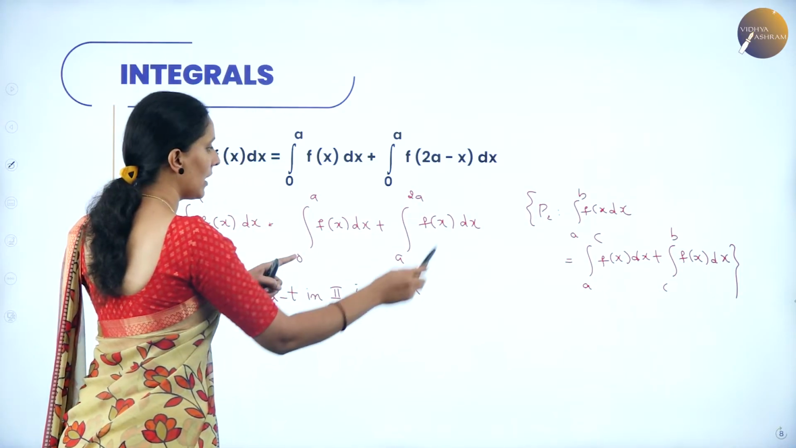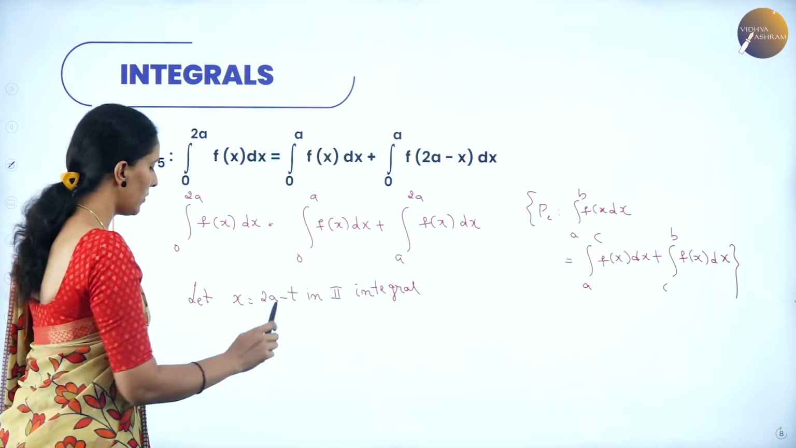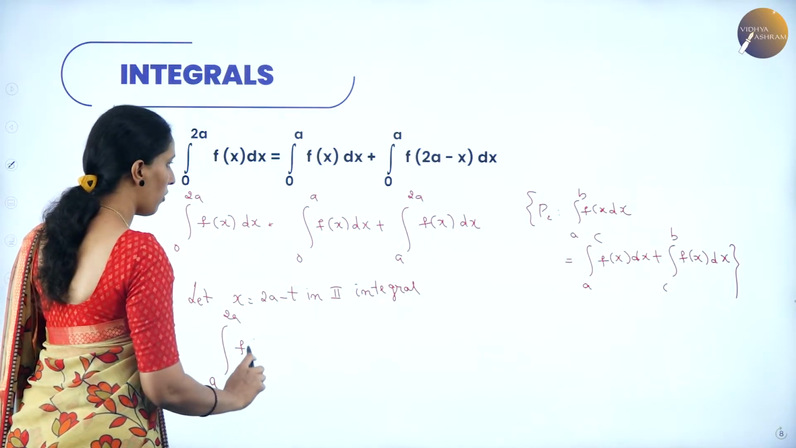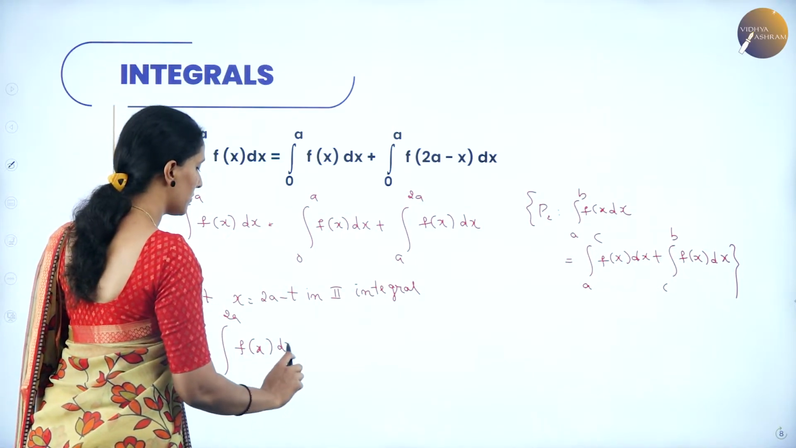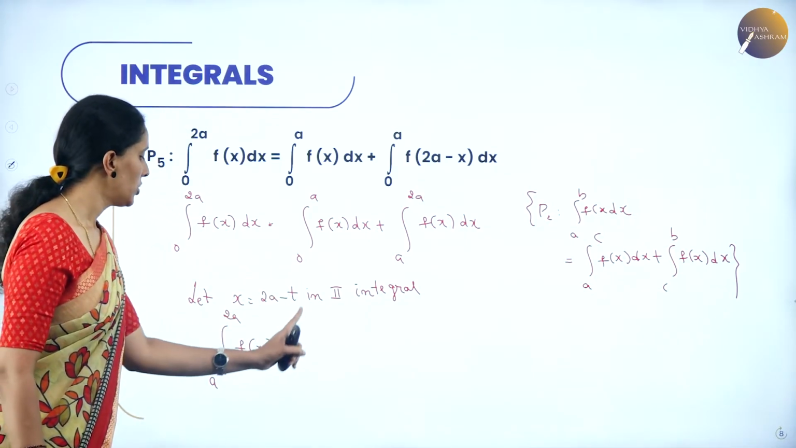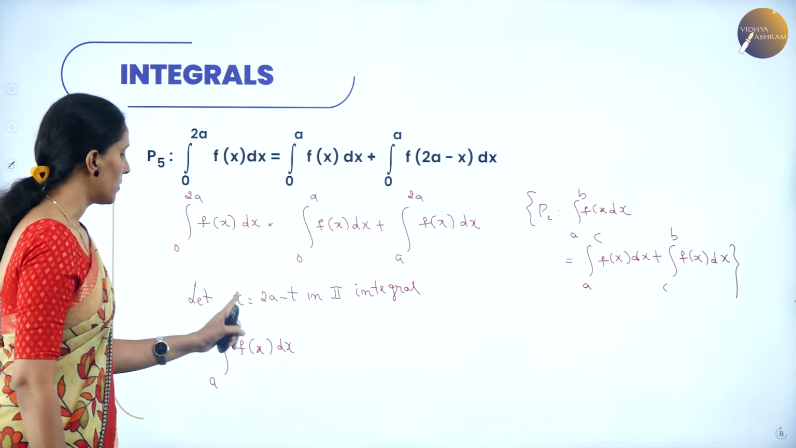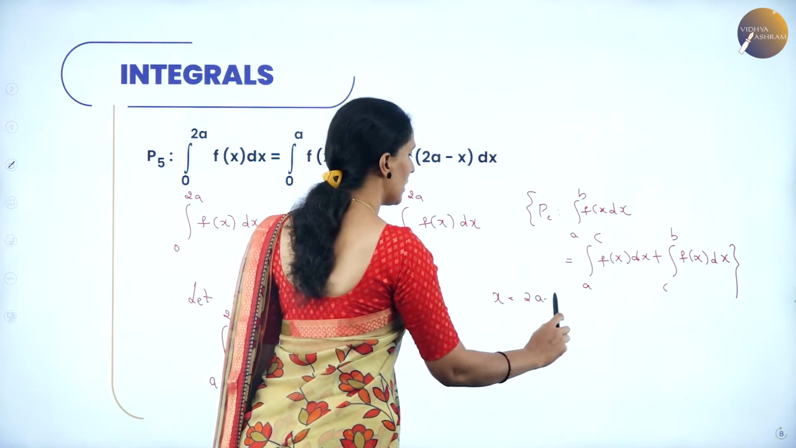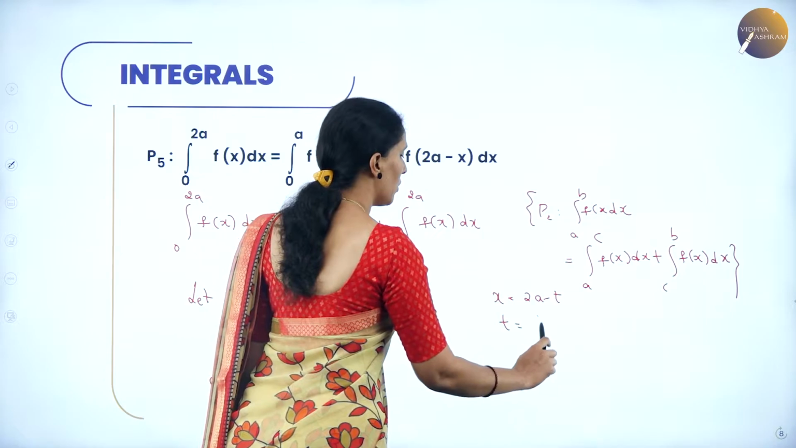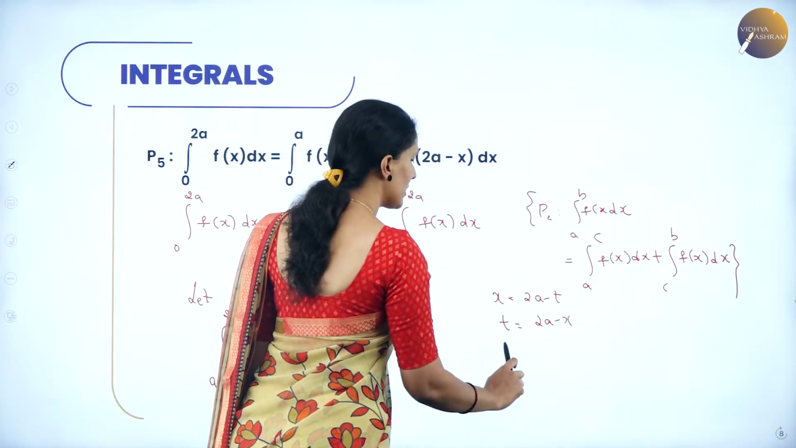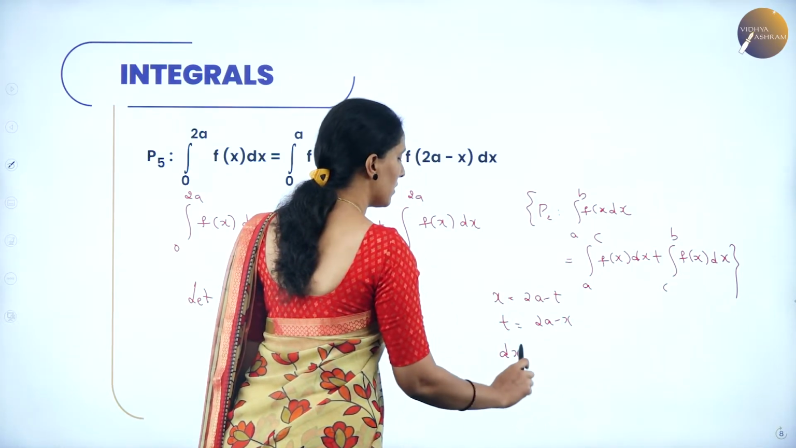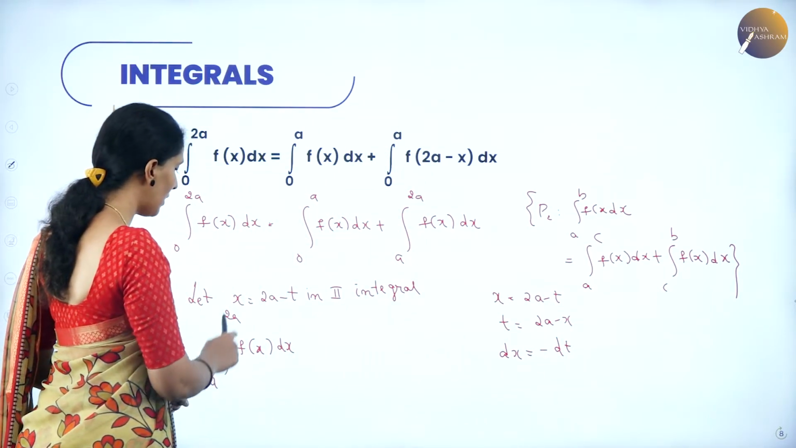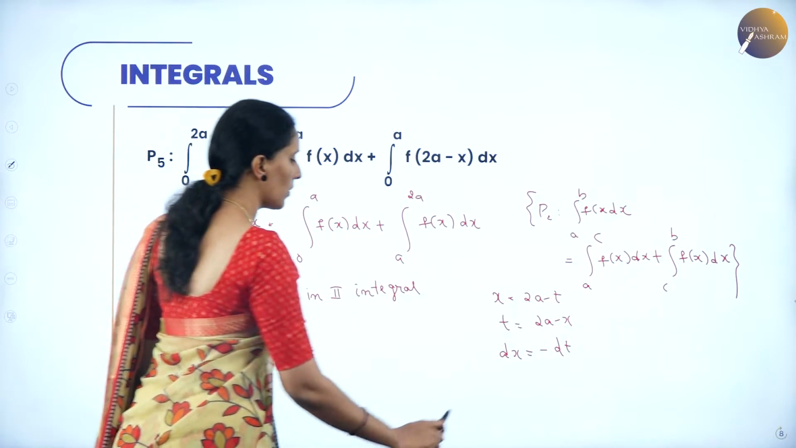So this is the second integral. This is the first integral. So now I have here a to 2a f of x dx. Now I need to change this variable. So now I have x is equal to 2a minus t here. Then what is t? t is 2a minus x. What is dx? It becomes minus dt. Similarly, now I have the limits x is equal to a, x is equal to 2a.